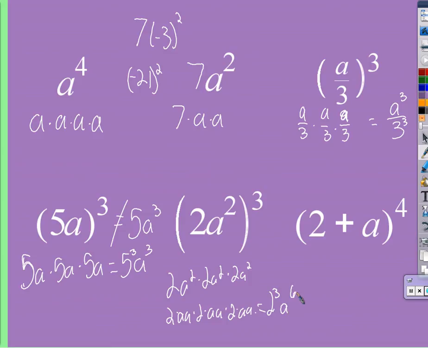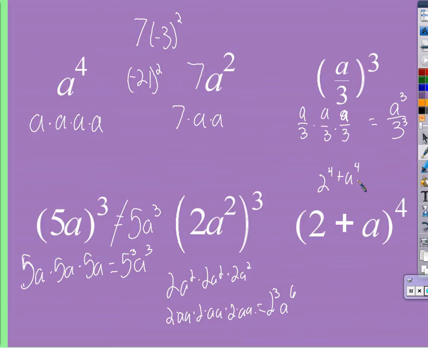But if you forget, don't rely on your remembering and fixing your forgetting. Work on fixing your knowledge. Write it out the long way, see what happens. We get 3 groups of 2 a's, so we have 6 factors of a. And here, the number 1 mistake in exponentiation is 2 to the 4th plus a to the 4th.